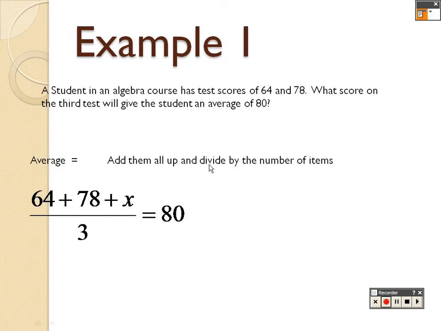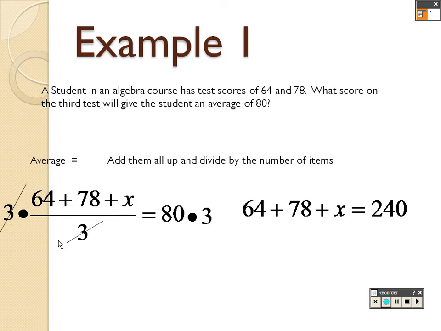And the reason why x is in here is because it's the test we don't know. We're finding the average of 3 tests, which is why that 3 is on the bottom. So I'm going to multiply by 3 on both sides to get rid of that fraction. Who wants the fractions? When I do that, I have 64 plus 78 plus x equals 240. So I combined these two together, and that'll give me 142 plus x equals 240.